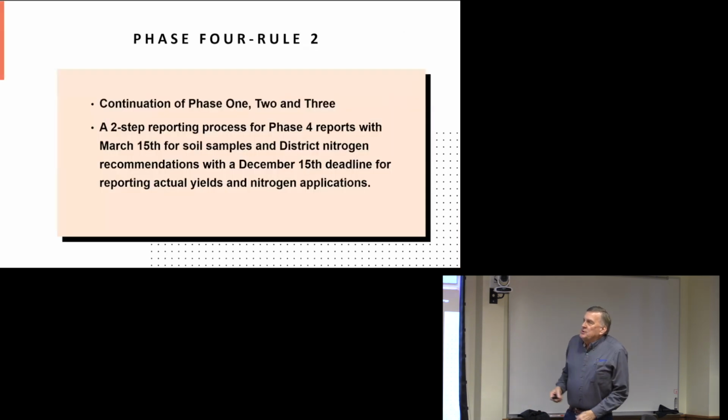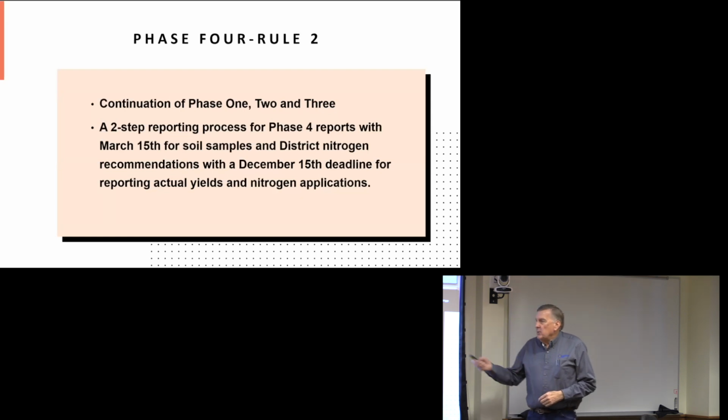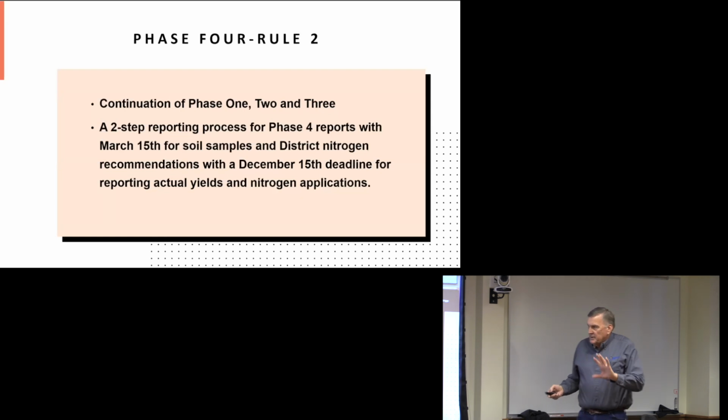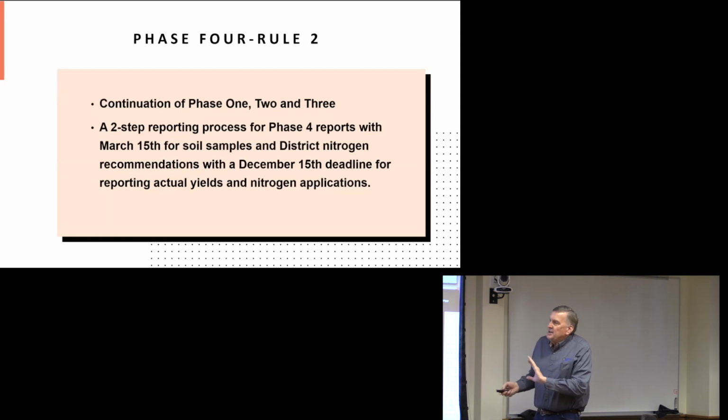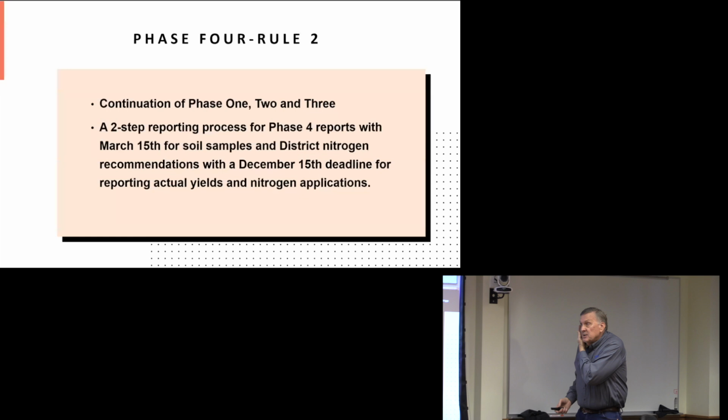So phase 4 rules. We're going to do a 2-step process. Again, we're going to go out, have them soil sample now, hopefully they're getting soil samples, meet with them, and make a recommendation to them. And then by the 15th, we'll have the actual nitrogen and fertilizer, what they actually put on as it goes through. So this is completely different. In phase 3, they just have the one report at the end of the year. The soil samples were a year old, which wasn't doing a lot of good, in my opinion, because the crop is already planted.